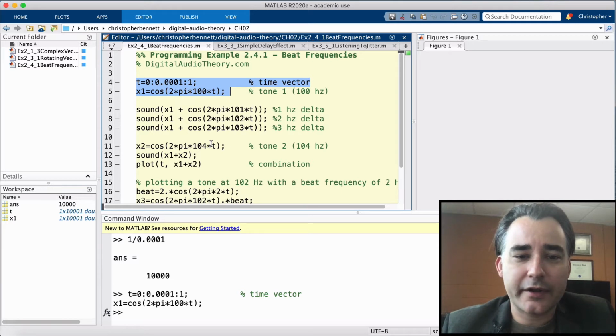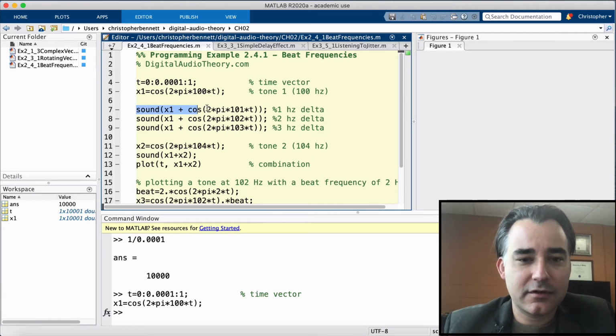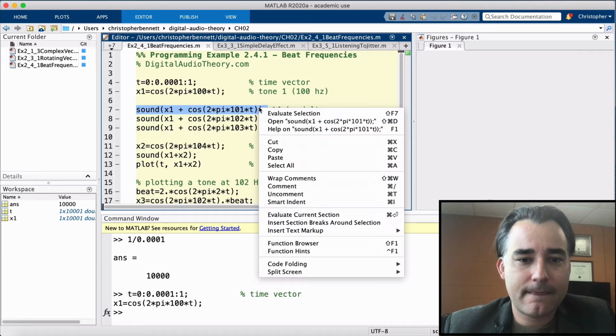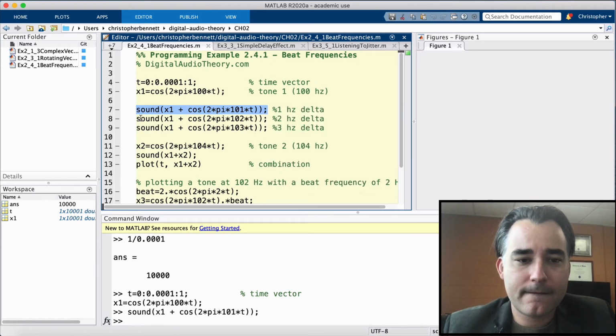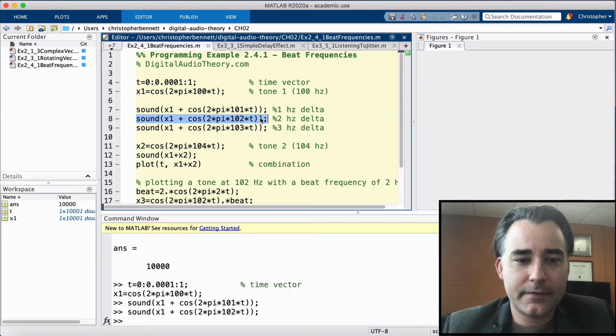Let's listen to x1 with a few different frequencies. So this is at 100 hertz. Let's listen with it combined together at 101 hertz, 102 hertz, and 103 hertz. So a 1 hertz delta, 2 hertz delta, and a 3 hertz delta. Now these are actually going to be clipping my DAC because I'm not scaling these down, and these are going to go out of range. But it's okay, we're just listening for the beating.